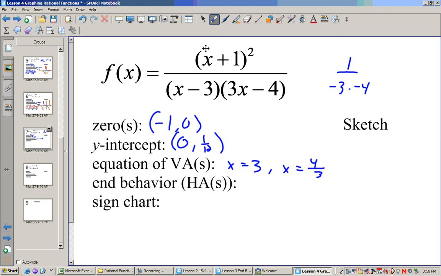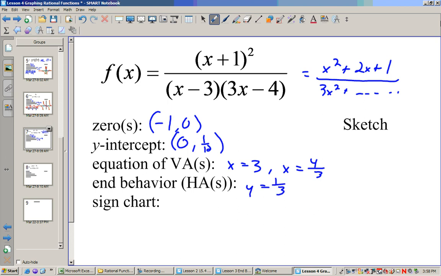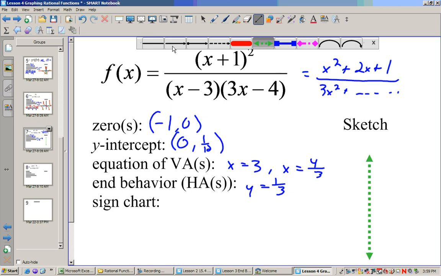Our end behavior, if we multiplied these out, we don't have to multiply the whole thing out, but x times x, this would be x squared plus 2x plus 1. This one would be 3x squared plus some other business. And so when we divide it out, it would be y is equal to 1/3. So when I draw a sketch of this, again, I'm on the wrong line.